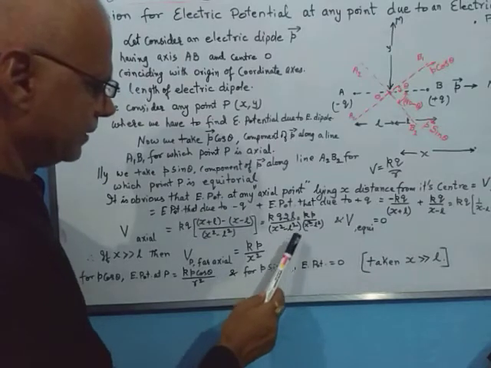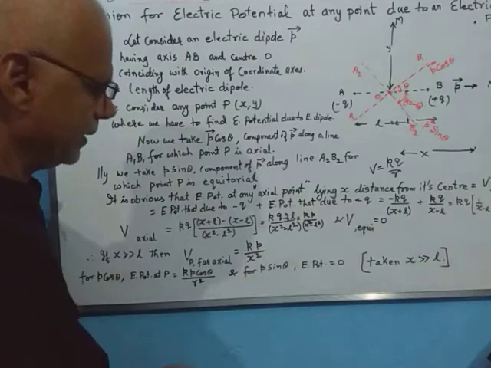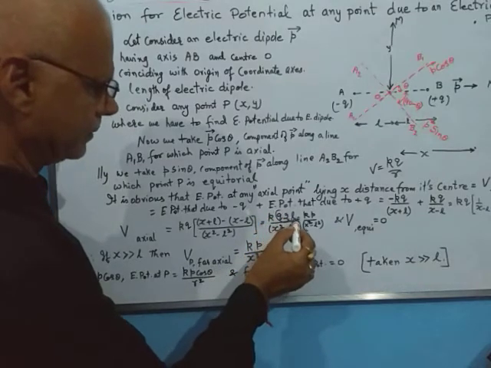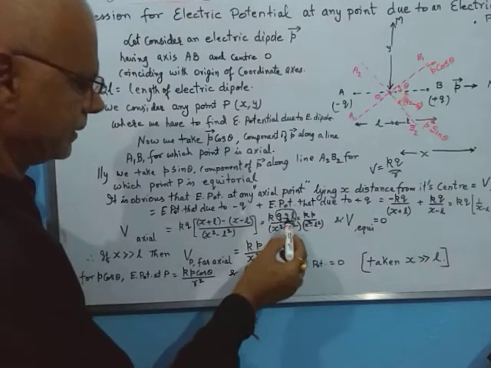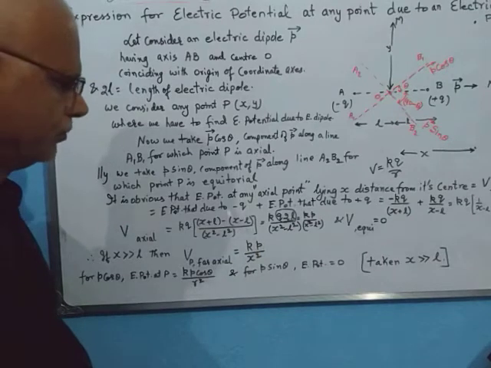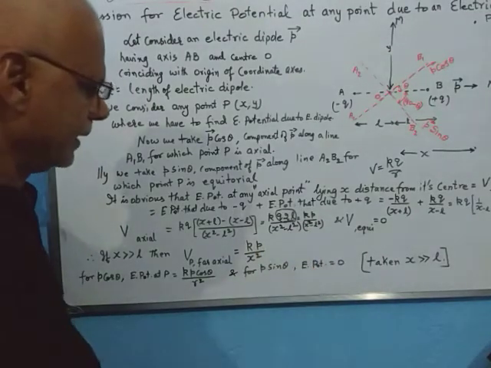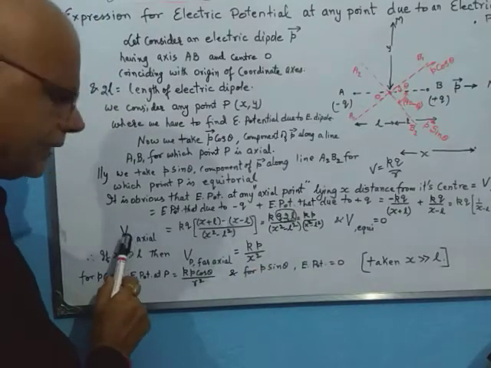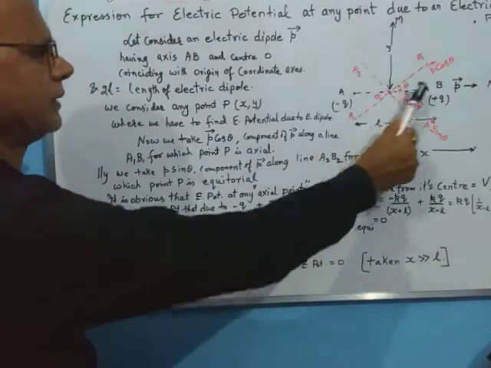So this Q2L can be written as the electric dipole moment, the expression for electric dipole moment being Q2L. So we write Kp by x square minus L square. This is the electric potential at an axial point due to an electric dipole.